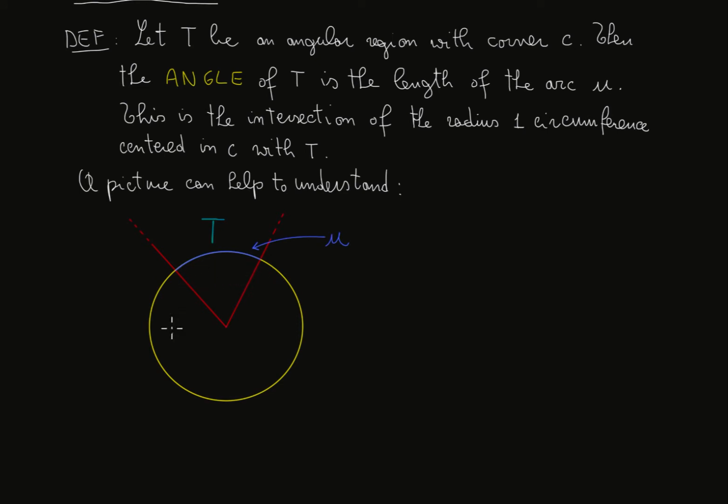Now we have two regions. One is T and the other is the one here on the bottom. Suppose that we are referring to the region T. Then the angle of the angular region T is precisely the length of this arc. So the arc U is the intersection of the circumference with the region T. So it is precisely what we denoted here with the blue color.